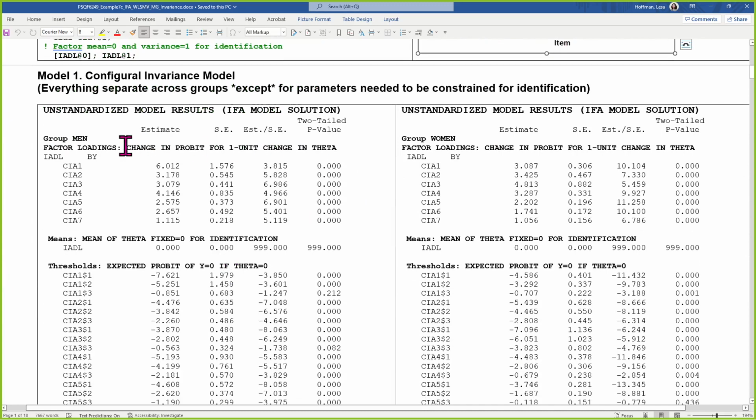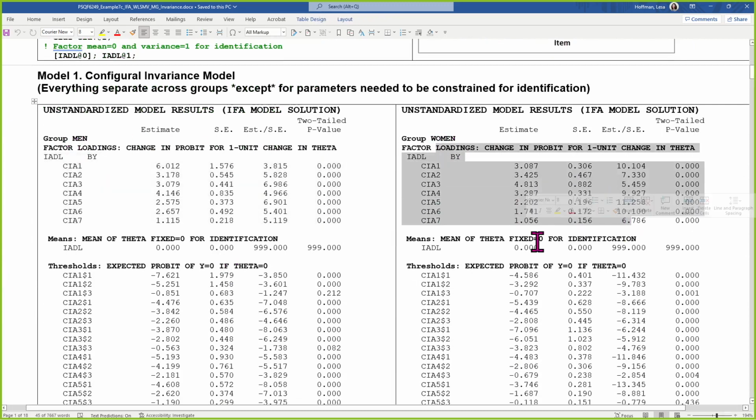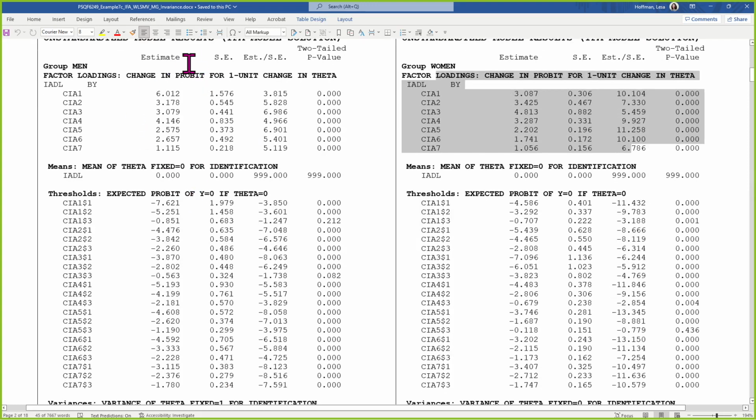So here's my solution for the men as the reference over here. The alternative group is the women's over here. Do we need to review what the parameters mean? Would that be helpful? So factor loadings, those are still slopes, but they are the change in the probit in this solution for a 1-unit change in theta. So everything is in probits. These are z-scores that correspond to the predicted probability for the area to the left under a standard normal distribution.